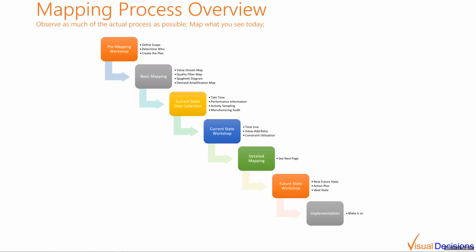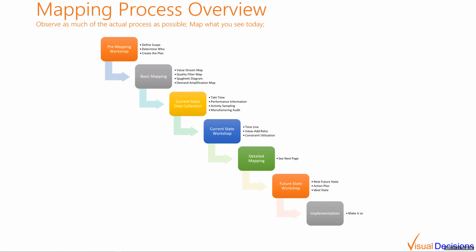The next step in our typical mapping process is basic mapping. In this step, we create the basics of some of the fundamental mapping outputs, such as the actual value stream map, the quality filter maps, spaghetti diagrams, etc. And at this point, we may just outline our initial ideas of the flow, where quality issues are happening, etc.